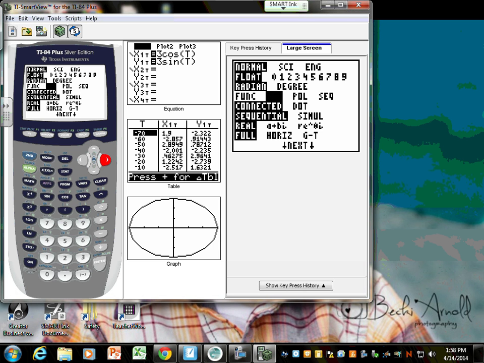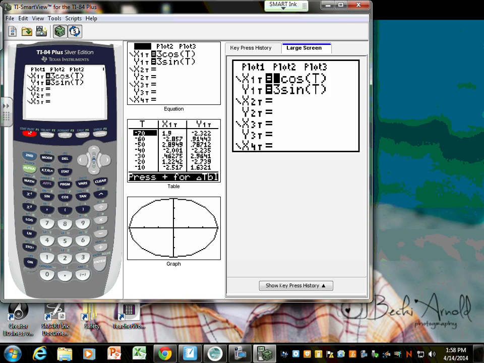PAR stands for parametric, and you hit enter. And then if you're in radian mode and you're in parametric mode, if you go to the y equals button, you should have an x1 and a y1, because for every parametric equation, you have 2 equations. And so go ahead and graph 3 cosine t and 3 sine of t.